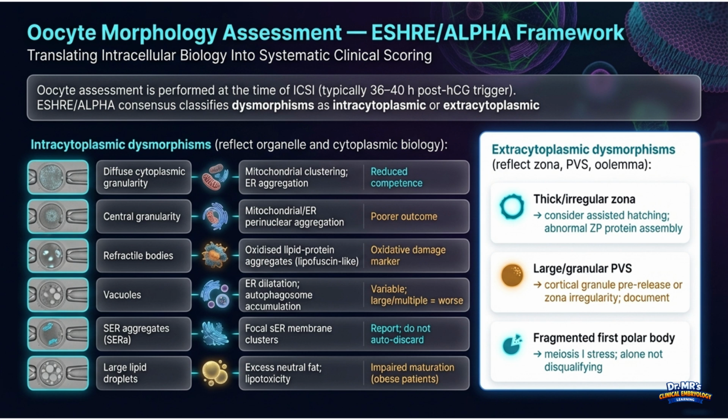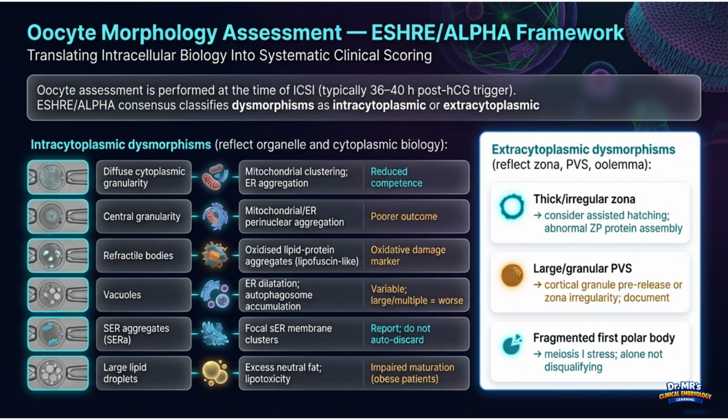Okay, here is one of the most critical exam notes and clinical pivots of the last decade. Smooth ER aggregates, or SARA. For a long time, if an embryologist saw SARA, that oocyte went straight in the bin. It was considered the absolute kiss of death. Early studies linked SARA to catastrophic birth defects, specifically Beckwith-Wiedemann syndrome. Laboratories established strict auto-discard policies.